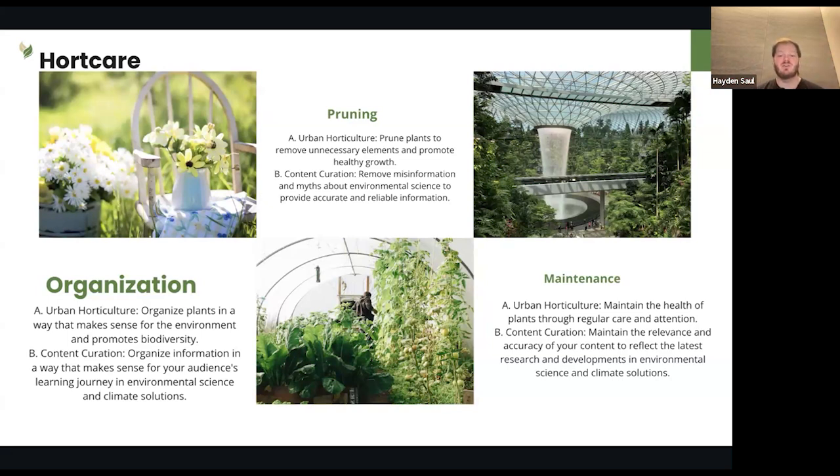So in urban horticulture, how do you remove the unnecessary elements that are hindering growth? Pruning is something that may feel scary because you're like, oh, do I need to take this leaf off or not? But the plant simply will not grow if you do not remove the bad parts. And when it comes to content creation, same sort of idea, remove any misinformation or myths about environmental science.